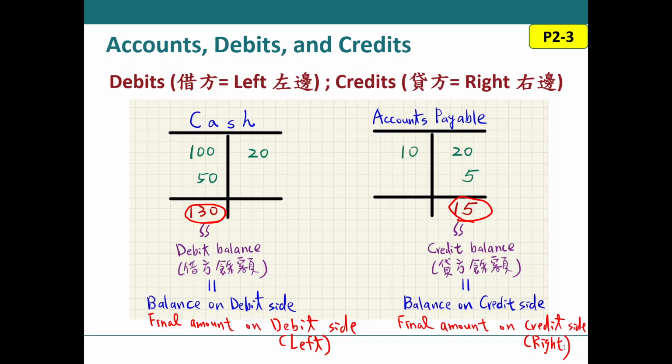Okay? Any questions? So this is another term I want to tell you. Debit balance, credit balance. Debit balance means the balance on the debit side. Credit balance means the balance on the credit side. That's it. It tells you whether the number is on the left or on the right. After you got it, the next thing I want to tell you is, you got the final amount. Are you sure you did the right thing?